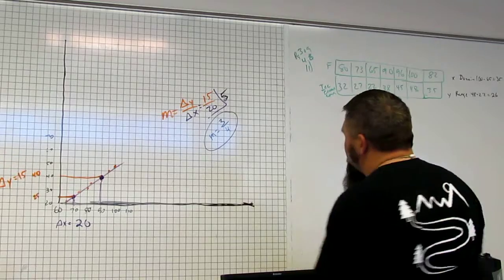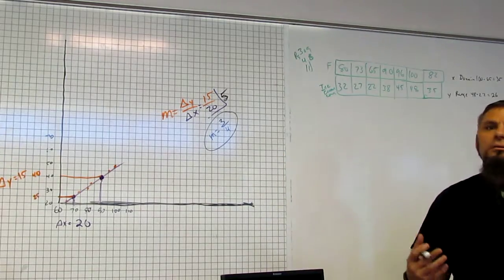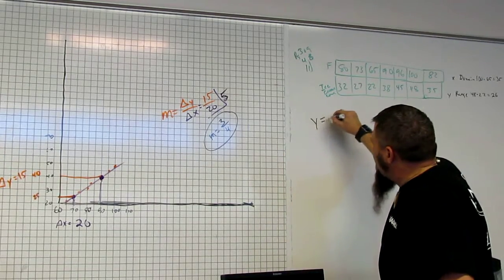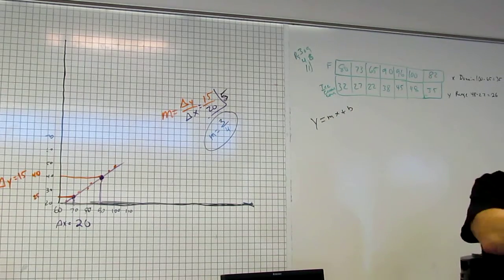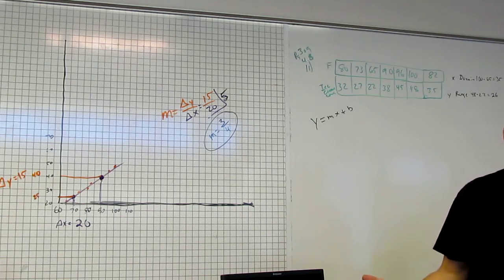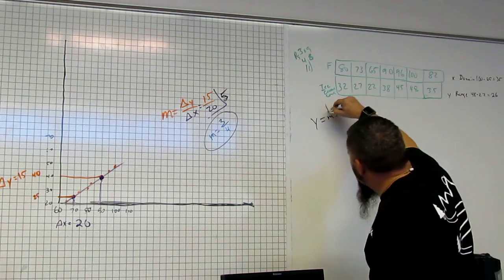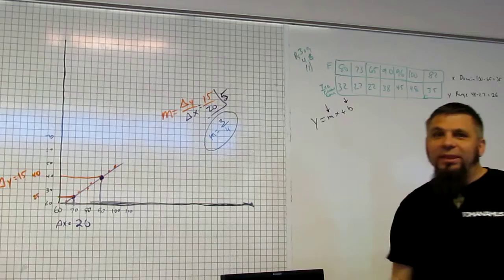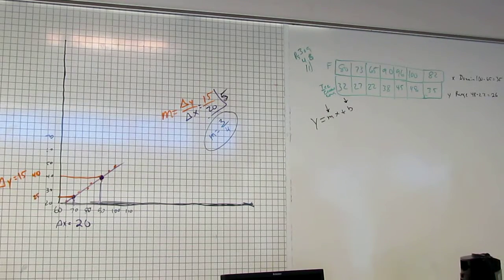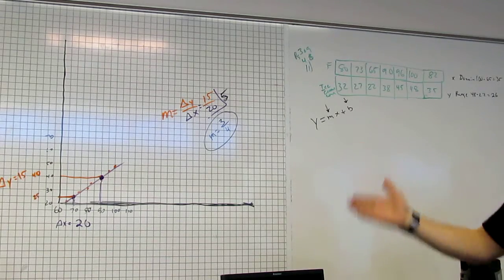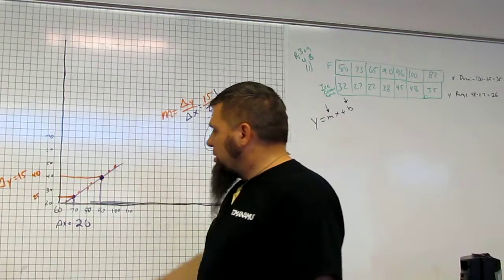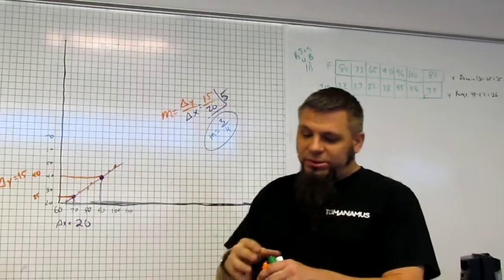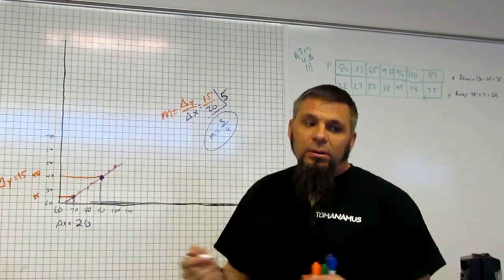Okay, so my m is 3/4. What do I need for y equals mx plus b to work? I need m and I need b. So, I got my m, now I need to find my b. So I need to use one of these points. You can use either one, it doesn't matter to me. Which one do you want to use? The higher one.